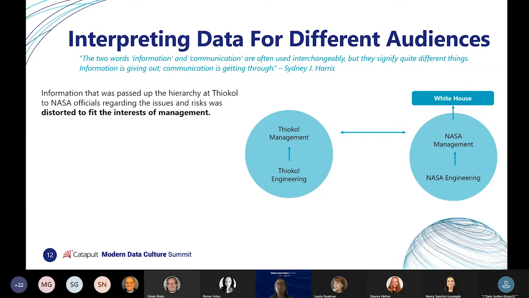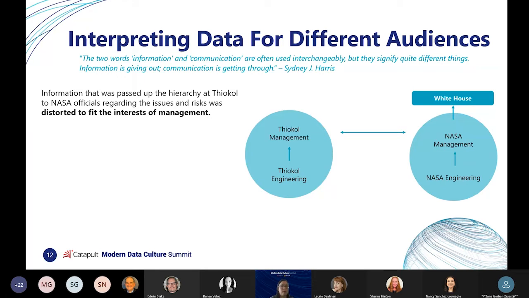I mentioned a lot about the data analysis, and I mentioned how there was a variety of different audiences that were going to need to make decisions based on the data at hand. This is an extremely high level communication chart that separated Thiokol Engineering, who were the manufacturers of the solid rocket booster, and how they communicated to NASA.